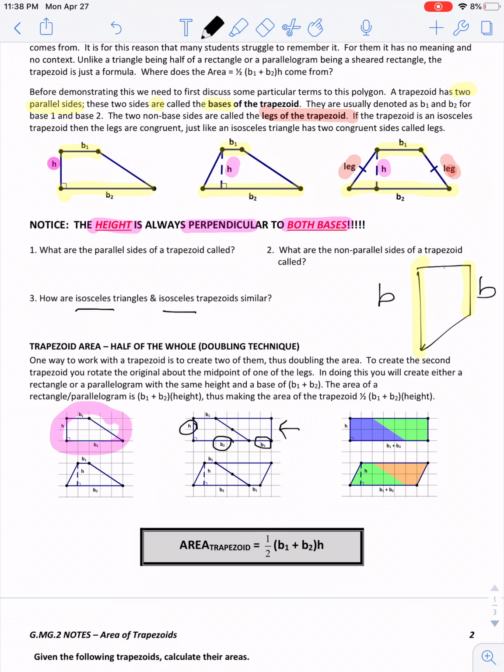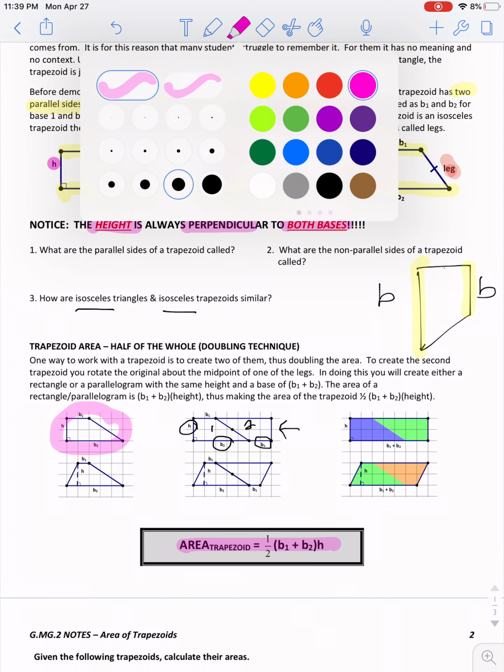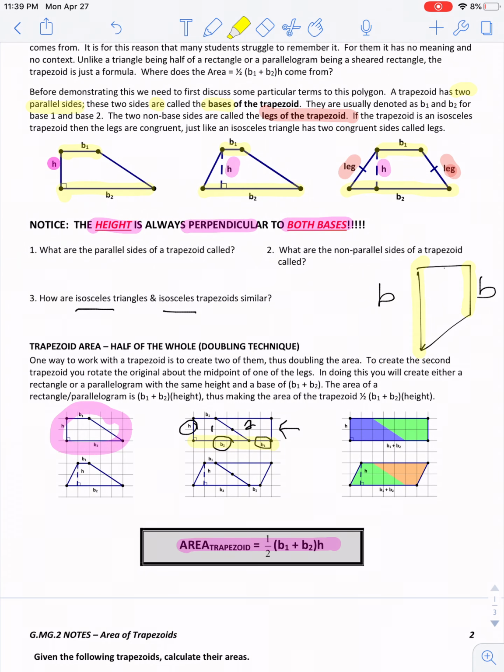In that resulting rectangle, there are 2 trapezoids, just like when we talked about yesterday there were 2 triangles, so we take half the area of that rectangle. That results in the formula: the area of a trapezoid is 1/2, or half of that rectangle we just drew, times base 1 plus base 2, because that's the base of my rectangle, times the height, which has to be perpendicular to both bases. And that's how we get that formula.